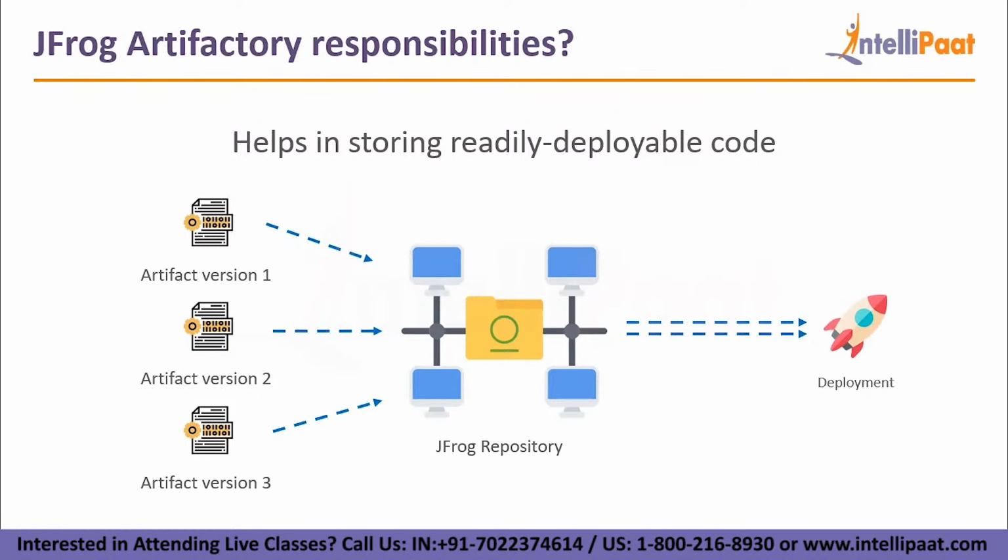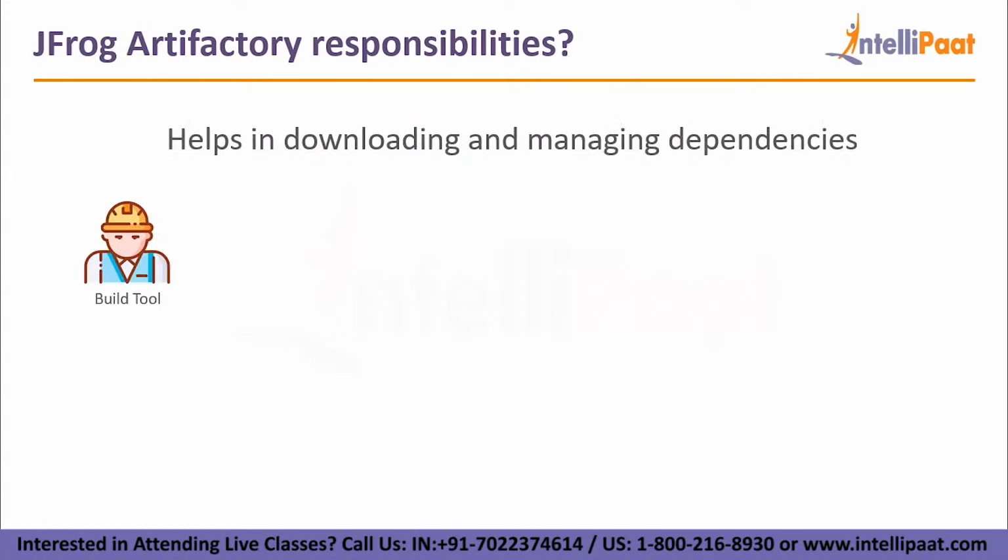And suppose there's a need for rollback because there's an error in version 3 that causes the application to crash, then we can pull back version 3 and go ahead and deploy our version 2 again. It's a simple process of just selecting it. So this is one of the first responsibilities of JFrog, that is to store all the artifacts, which can then go ahead for deployment. And the second responsibility of JFrog is to help in downloading and managing dependencies.